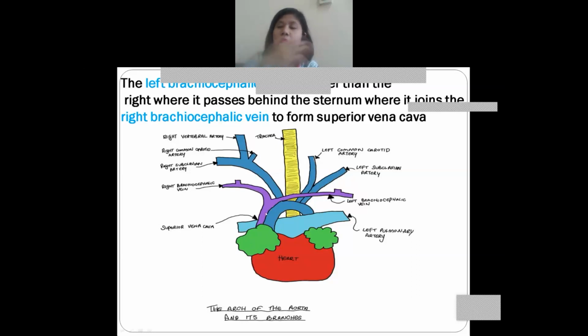All the veins will come from the upper limb vessels. Understand? And the inferior vena cava is from the lower limb vessels. They will come carrying deoxygenated blood. Am I clear?